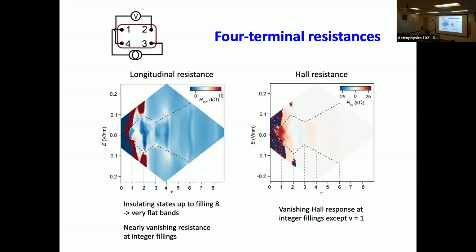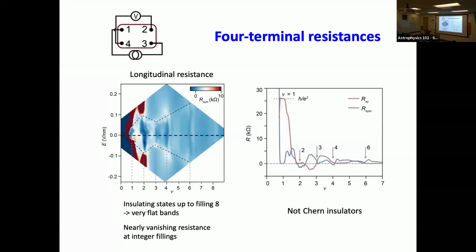Maybe the clearest data to show is to just take a line cut at zero electric field. I'm plotting the blue curve as the longitudinal resistance, and the red curve as the Hall resistance. And you can see that filling factor 1 is a quantum anomalous Hall state. It's very well quantized at h over e squared with a vanishing longitudinal resistance. And that's just expected. Maybe there is an FCI state here around filling factor either 4/3 or 3/2. We are not very sure about that.